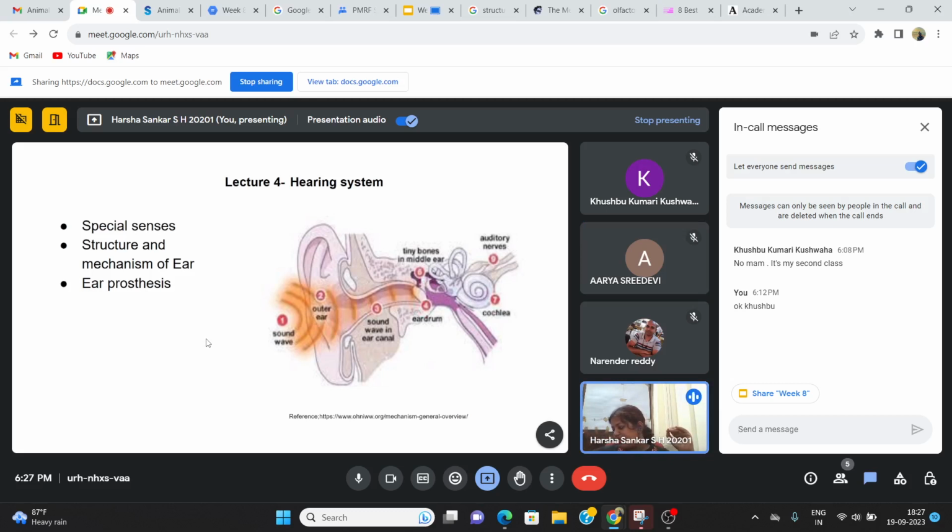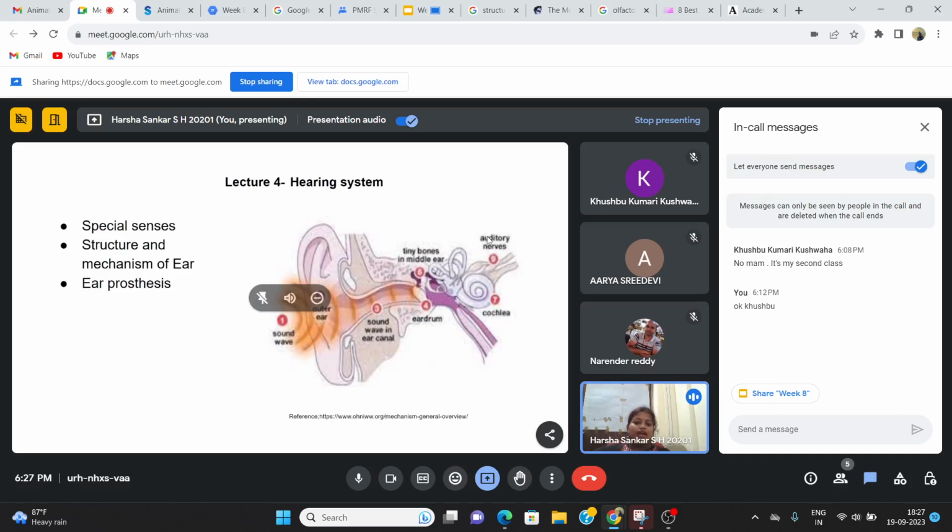Then the next class was mainly regarding it. It is called the auditory cortex. Sorry, I forgot. So the auditory cortex is present, and that auditory cortex can detect the change. Then it helps in the hearing process.